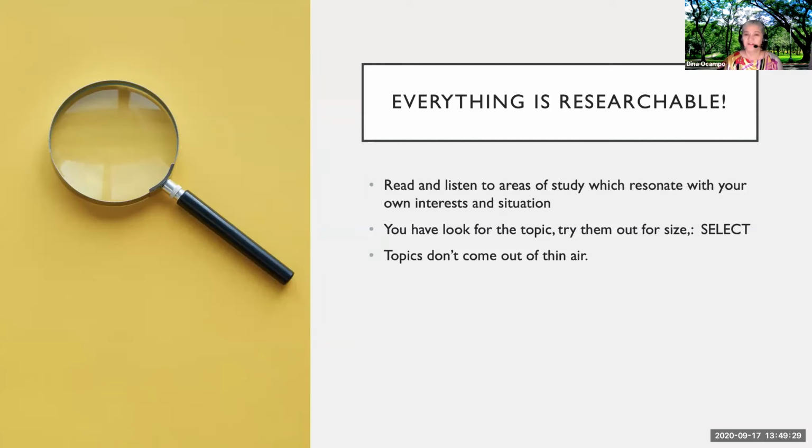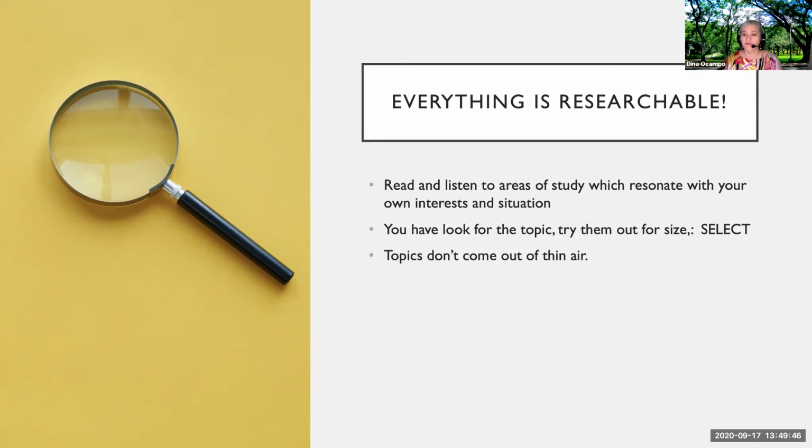For starters, we need to have the mindset that everything is researchable. We need to read and listen to areas of study which resonate with your own personal interests and situation. I do the same all the time.